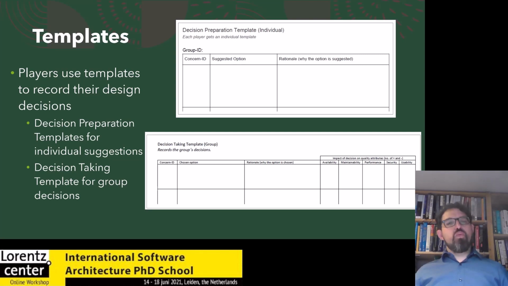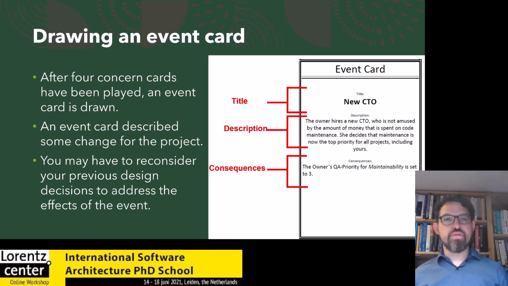So this happens a couple of times, and every time that a concern card is drawn, you have the same way of proceeding. Everyone prepares the decision, and then there is a group discussion, and you choose the option that you as a group think is the most viable alternative. And then after 4 concern cards have been played, an event card is drawn.